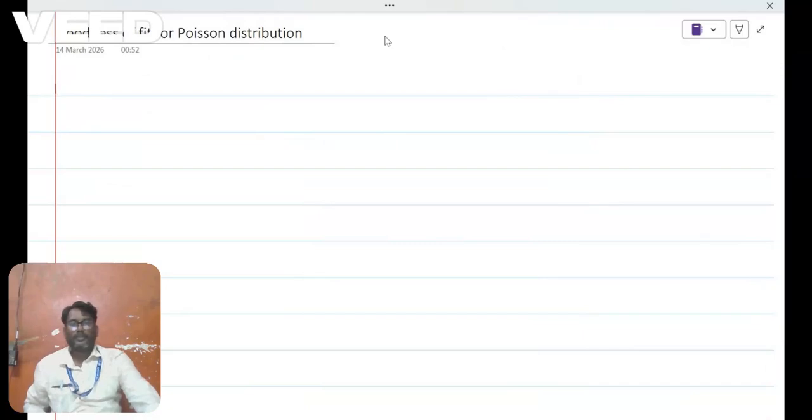Yeah, today we are going to see how to fit a Poisson distribution and to test the goodness of fit of the Poisson distribution using chi-square test. Let's start with the problem. Fit a Poisson distribution.